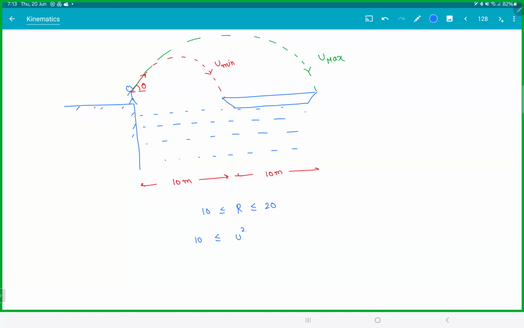So this way will be u square sine 2 theta by g is equal to 20. Theta is 45. So sine 2 theta becomes 1, and this will be u square is less than equal to 200, and greater than equal to 100. Put a root on both sides. U will be between 10 and 10 root 2. Make sense? So any speed between these two, you will fall in the boat.